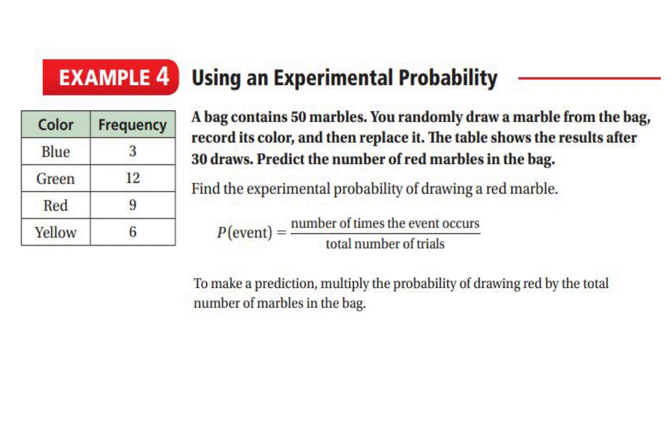So let's find the experimental probability of drawing a red marble. So, the number of times the event occurs. A red marble looks like it has been chosen 9 times. Altogether, we have 3 and 12 is 15. 15 and 9 is 24, and 6 more is 30. So we'll take 9/30. That is 0.3.